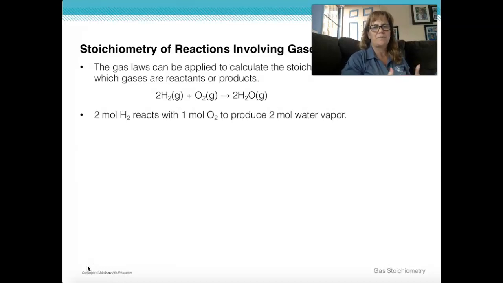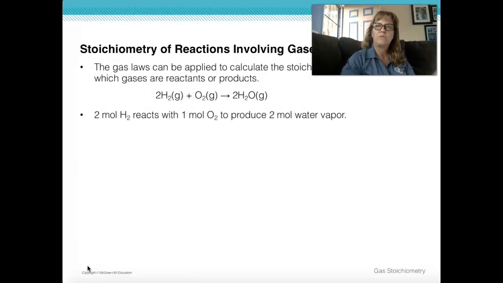You've been taught by me that this equation tells us that 2 molecules of hydrogen react with 1 molecule of oxygen to give us 2 molecules of water. A couple chapters ago when we were doing stoichiometry, you also learned that this equation means that 2 moles of hydrogen can react with 1 mole of oxygen to give us 2 moles of water.